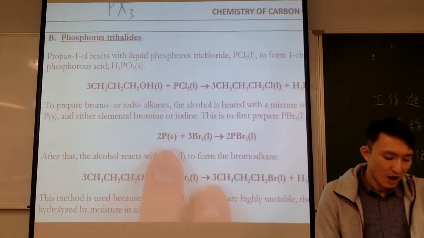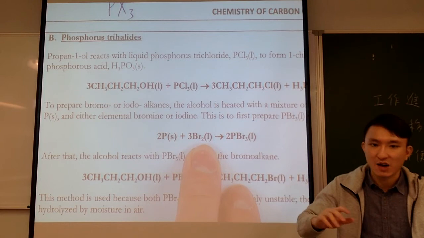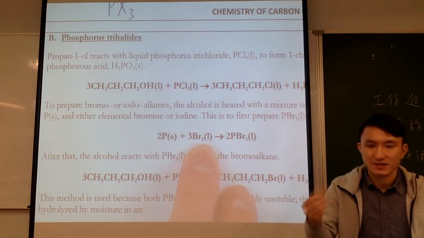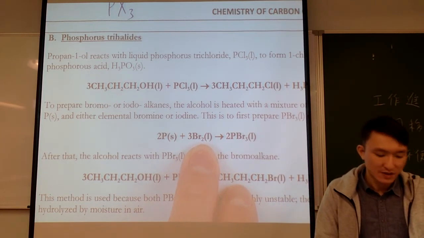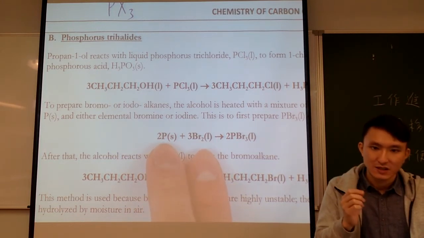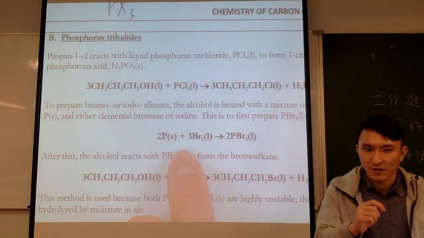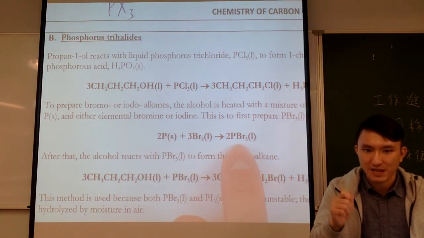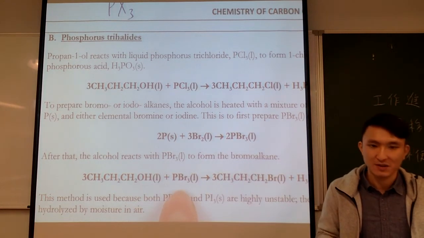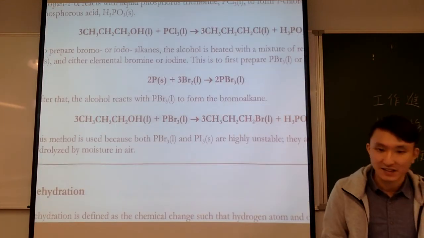So you see, we will have phosphorus, which is a solid, bromine, which is a liquid, and iodine, which is a solid, but probably we dissolve it in organic solvent, okay? We will add these together next to the alcohol, so it will first form PBr3, and then subsequently they undergo the substitution reaction, okay? So this is the idea.